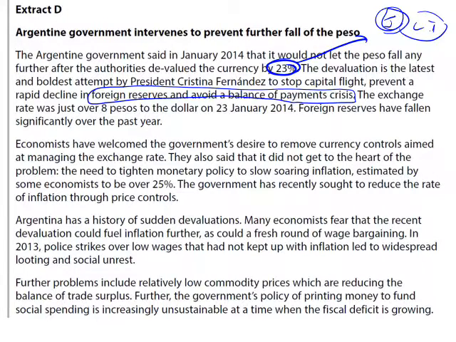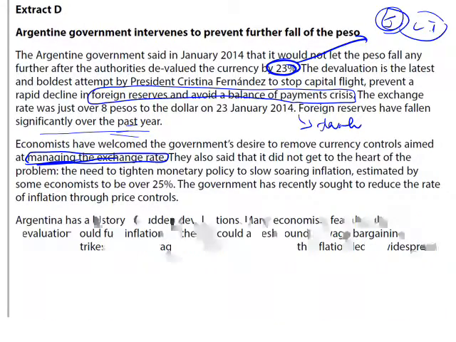So there are two negatives mentioned there around the devaluation. The exchange rate was just over 8 pesos to the dollar on the 23rd of January 2014. Foreign reserves have fallen significantly over the past year, and a lack of foreign reserves is also a negative in terms of a developing economy. Economists have welcomed the government's desire to remove the currency controls aimed at managing the exchange rate. So they used to have a managed exchange rate as one of their solutions to the developing problems. They also said it did not get to the heart of the problem, the need to tighten monetary policy to slow soaring inflation.